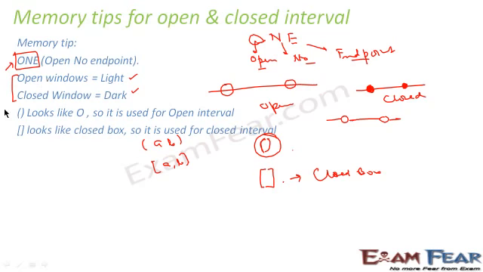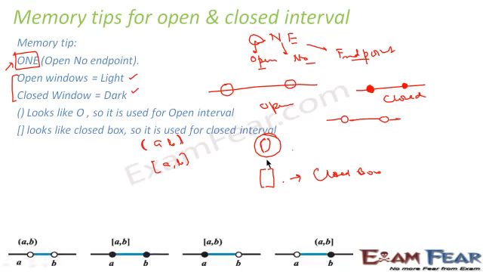Second, when windows are open, you get light, so when it is open, it is light. When the windows are closed, it is dark, so this is dark. Also, whether by notation it is open or closed, you just need to merge the end braces. If it makes an O, it is open. If it creates a closed box like this, it is a closed endpoint. I hope this memory tip will help you remember open and closed intervals.